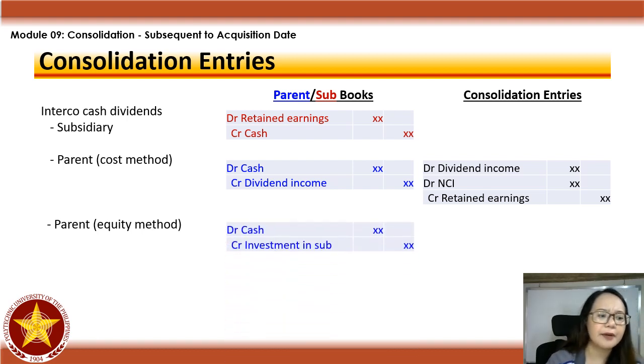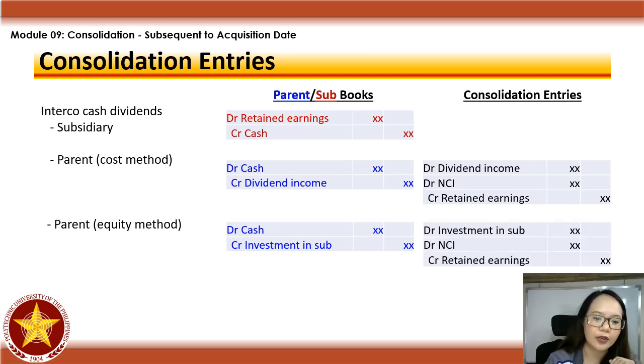And then, for your parent under the equity method, instead of the credit to dividend income, ang kinikredit mo, di ba, nag-equitize ka. So, ang kinikredit mo dyan will be the investment in subsidiary account. Palitan mo lang ng investment in subsidiary account yung dividend income mo doon. So, yun. Your consolidation entry will be just bringing it as if walang transaction na nangyari na magkaibang kumpanya sila. You'll treat them as if isang company sila. So, that's the purpose of your consolidation entry.